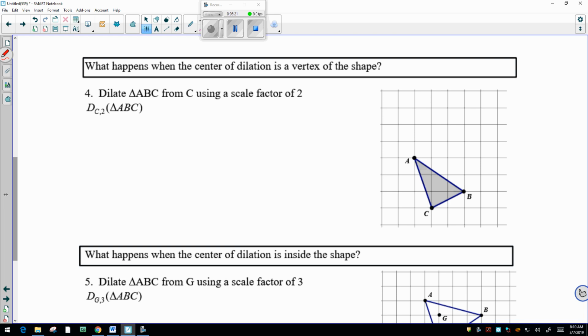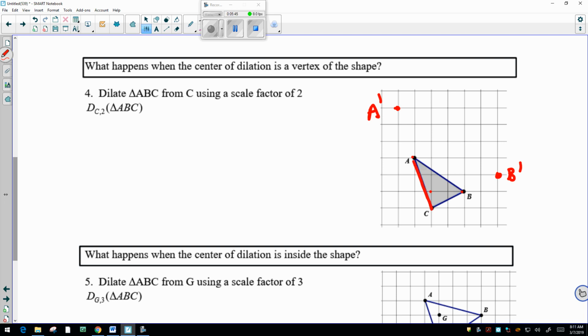So if I think slope, to get to B I have to go up 1 and over 2, so I'm going to do it again. Up 1, over 2, here's my new B prime. Okay, center of dilation is C, count it again for A. I have to go up 3, back to the left 1 to get to A, so I go up 3, back to the left 1 more to get to A prime.